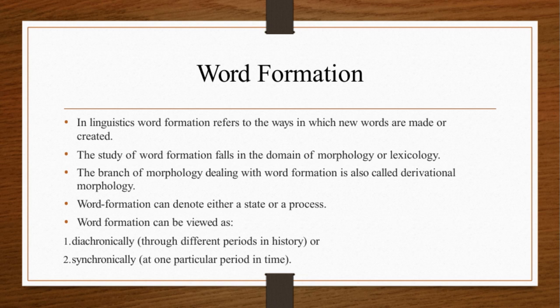Now, when we discuss word formation, it can refer to either a state, meaning the current form of a word, or a process, which is how that word came into being. We can look at word formation from different perspectives. One way is diachronically, which means examining how words change and develop across different periods in history. Alternatively, we can view it synchronically, focusing on how words are formed and function at a specific point in time. Understanding these concepts helps us see the bigger picture of language development and how words serve as building blocks for communication.